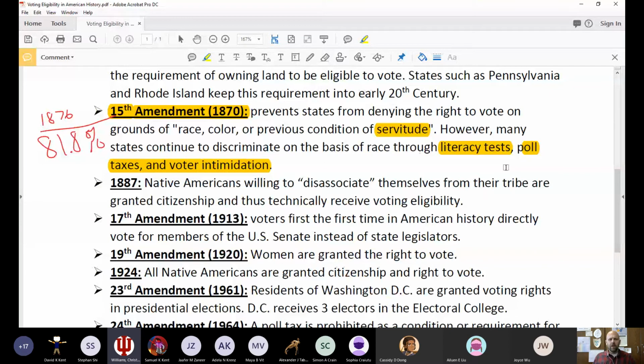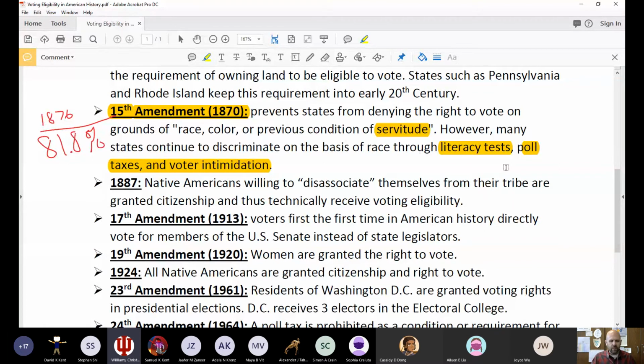And then the poll taxes, which require you to pay a tax to the state government to be eligible to vote. What if you're a lower class citizen and you don't have that money? And then finally, voter intimidation. When Reconstruction ended, that's when the rise of the Ku Klux Klan started. And the Ku Klux Klan was a group that targeted specific voters, especially African Americans, and intimidated them using violence to keep them from going to the polls to vote.